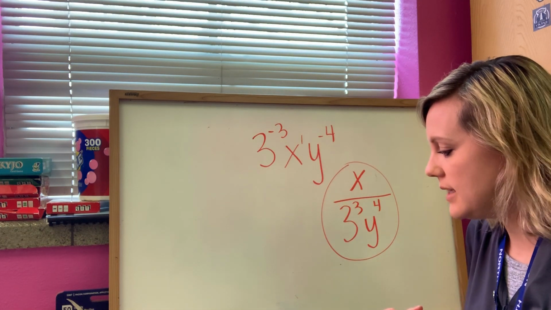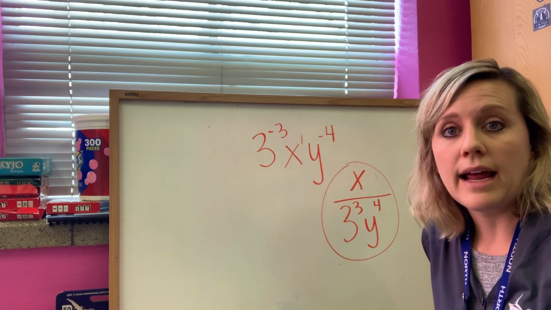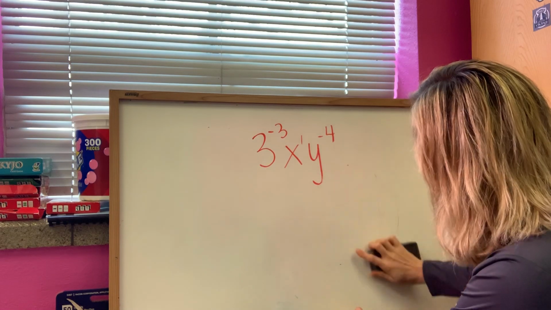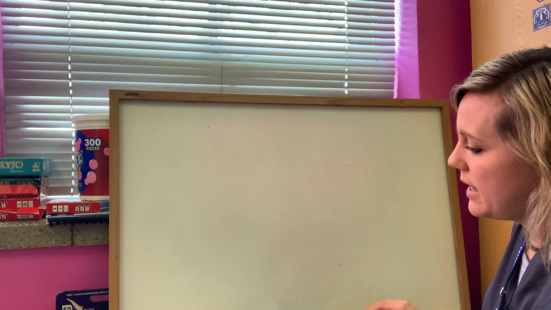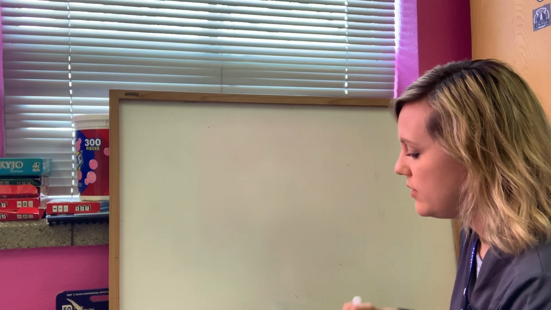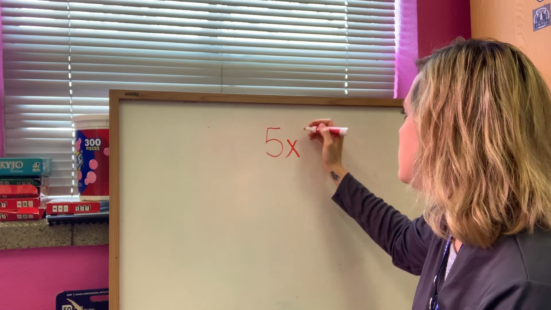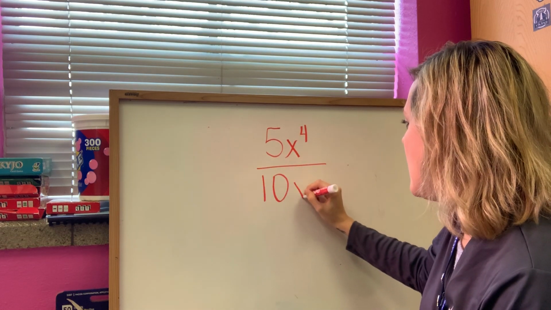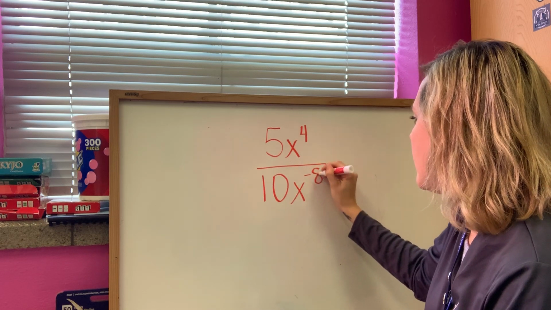Okay, let's combine a couple of rules. Let's combine the product rule and the quotient rule with the negative rule. Okay, so let's say we have 5x to the fourth over 10x to the negative 8th.